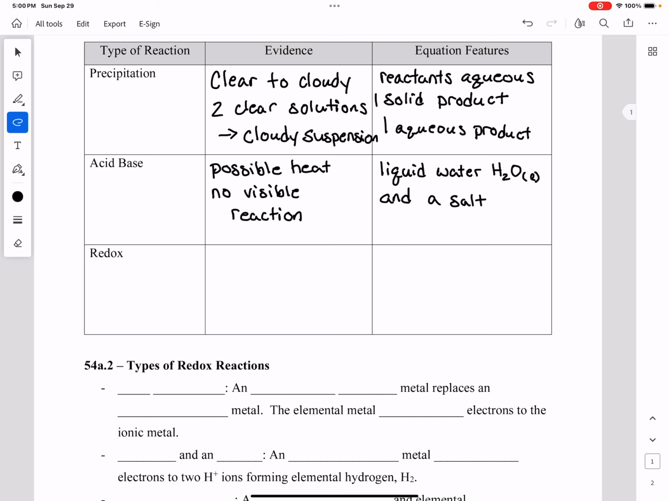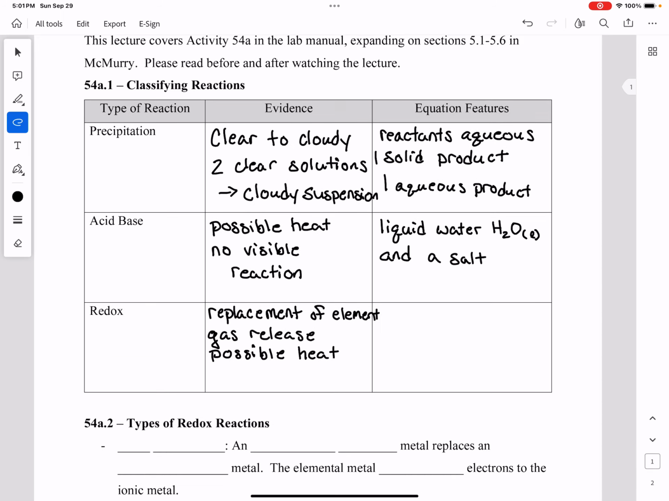So now for a redox reaction, there's many different types of redox reactions, as we'll go over in a moment. But one thing you could see is replacement of an element. Okay, so you could start with a copper wire and then end up with the copper being replaced by silver. That can happen. You could also have a gas release. You could have possible heat. Depending, yes, possible heat depending upon the specific reaction. You can also have fire.